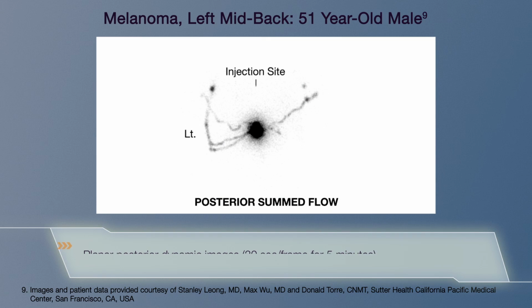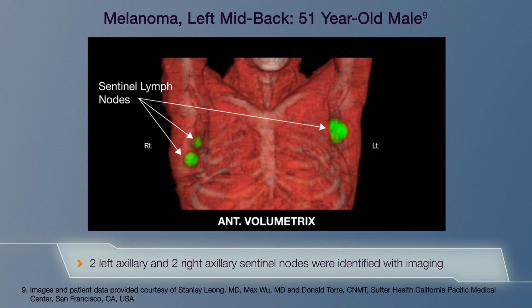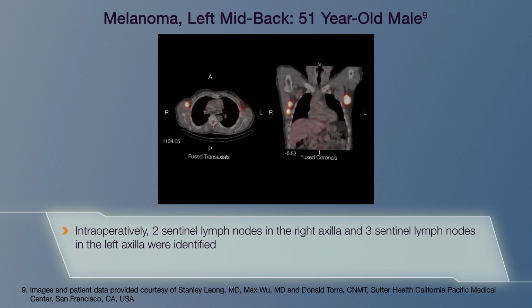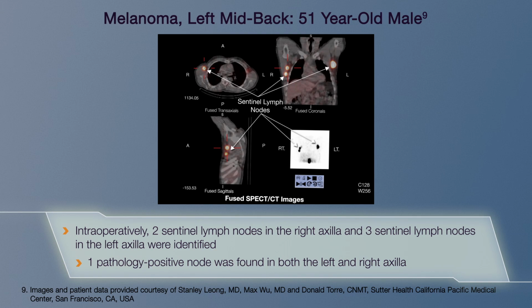The preoperative lymphoscintigraphy obtained planar posterior dynamic images and static planar spot images. 2 left axillary and 2 right axillary sentinel nodes were identified with imaging. Intraoperatively, 2 sentinel lymph nodes in the right axilla and 3 sentinel lymph nodes in the left axilla were identified. 1 pathology-positive node was found in both the left and right axilla.